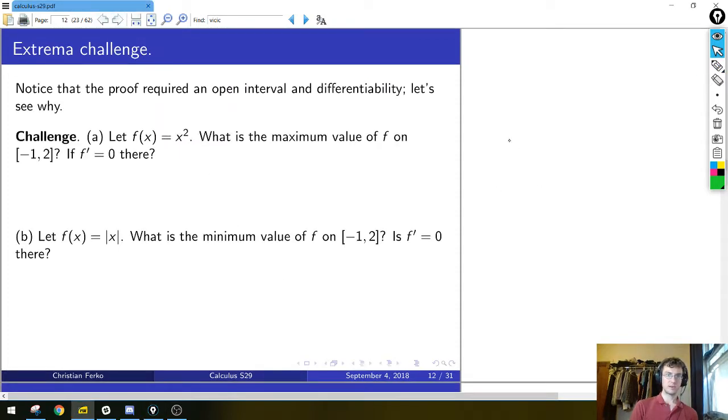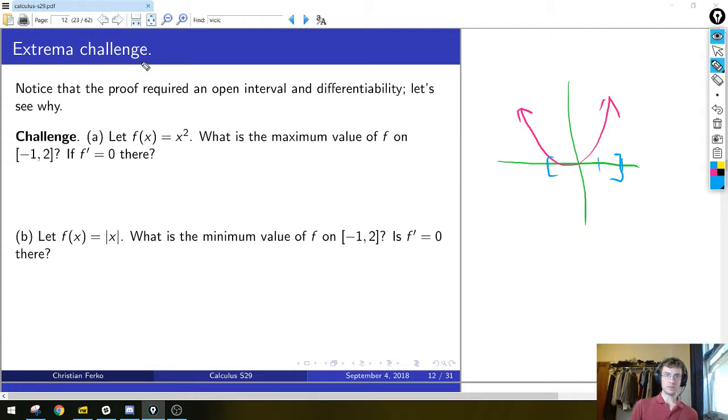So, okay. Now we're going to dig in on those assumptions I flagged for you, this open interval and differentiability. Let's see what happens when we don't have those. First, let's look at the familiar parabola, f of x equals x squared. I'll just draw out this guy. And let's look at the interval, say, -1 to 2. So from here to here or something.